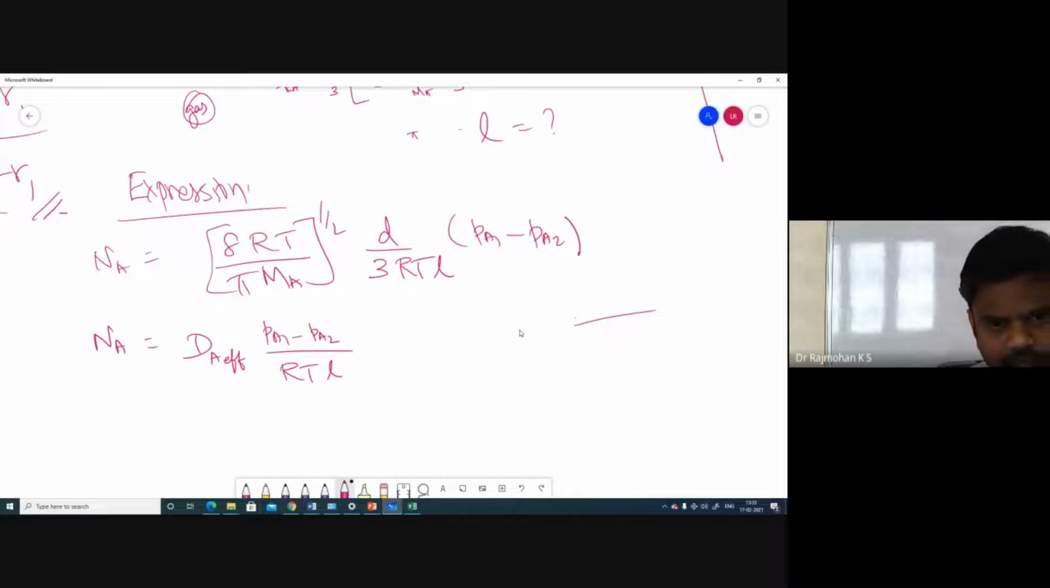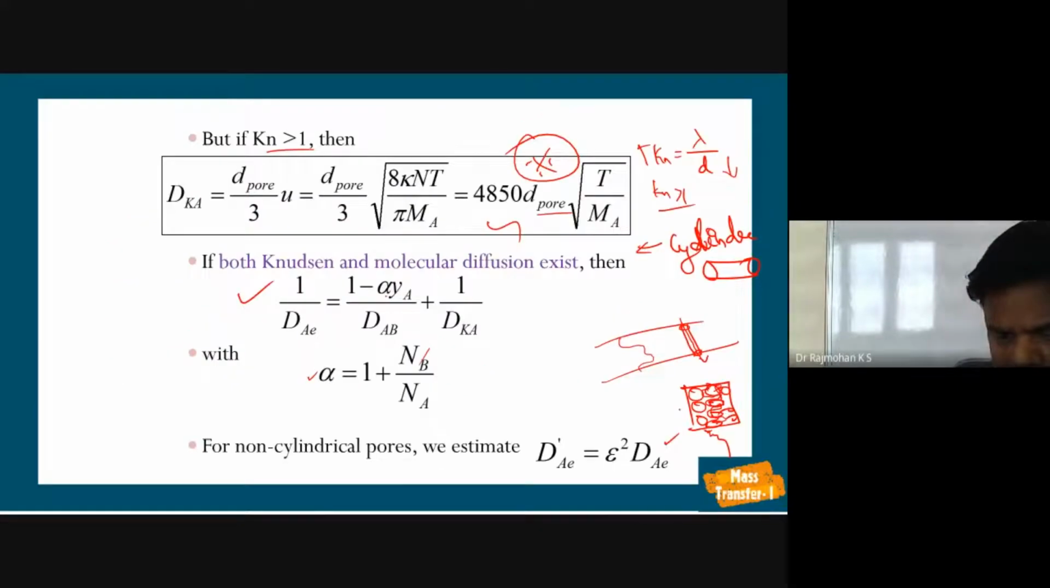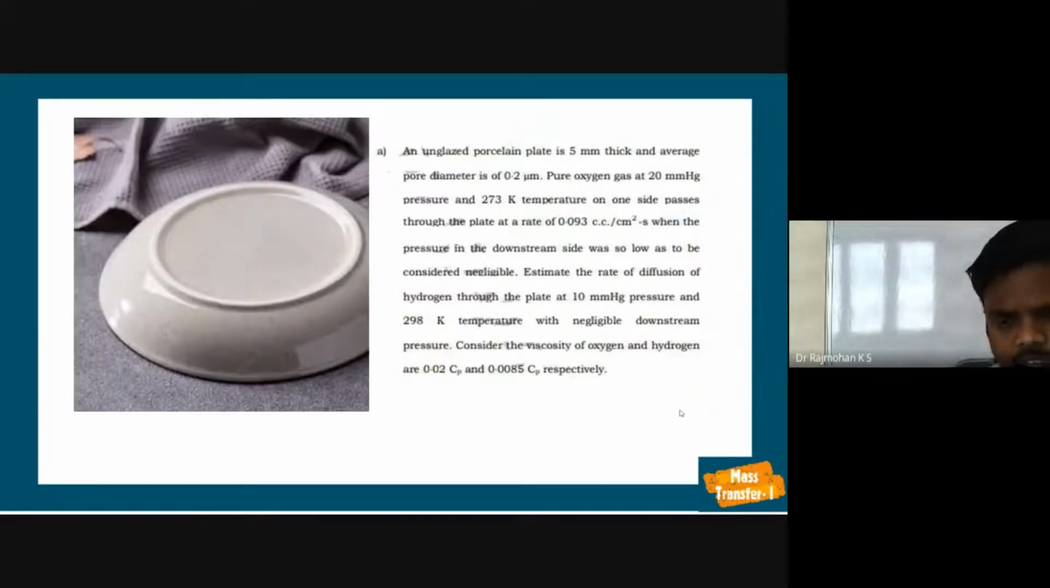We can use the formula. Flux equation is given by N_A equal to D_A effective into (P_A1 minus P_A2) by RTL, and D_A effective we have seen for two cases. Under the Knudsen regime, D_A effective is equal to Knudsen diffusivity, where Knudsen diffusivity is given by the expression given here. We can always find the Knudsen diffusivity as d by 3 into. Take down this problem. Using these equations we can solve this problem.